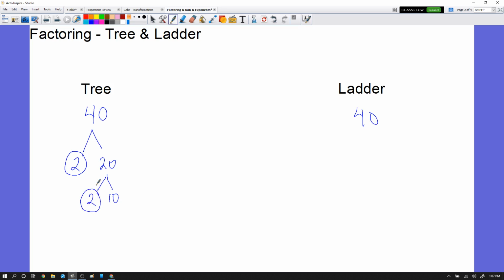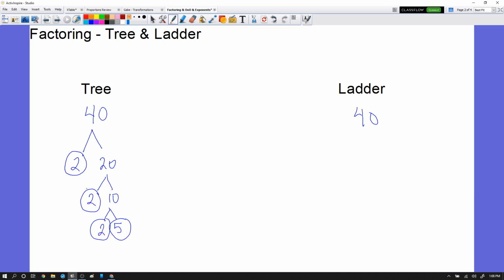And now you can see we got to break down 10. It ends in 0, so let's just divide it by 2. 2 times 5. And you now have all of the prime factors of the number 40. So what this means is if you did 2 times 2, you'd get 4. And then multiply by 2 again, you get 8. Then 8 times 5 is 40. This is as much as you can break down the number 40.